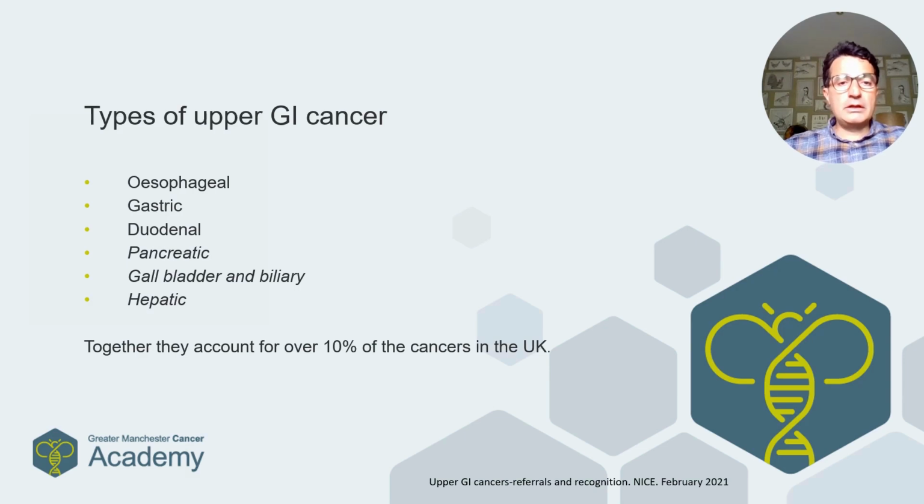Types of upper GI cancers include esophageal, gastric, duodenal, pancreatic, gallbladder, biliary, and hepatic cancers. Together, they account for over 10% of cancers in the UK. The first three types of cancers, esophageal, gastric, and duodenal, are the ones that can be diagnosed with upper GI endoscopy, and this is the focus of our talk today.